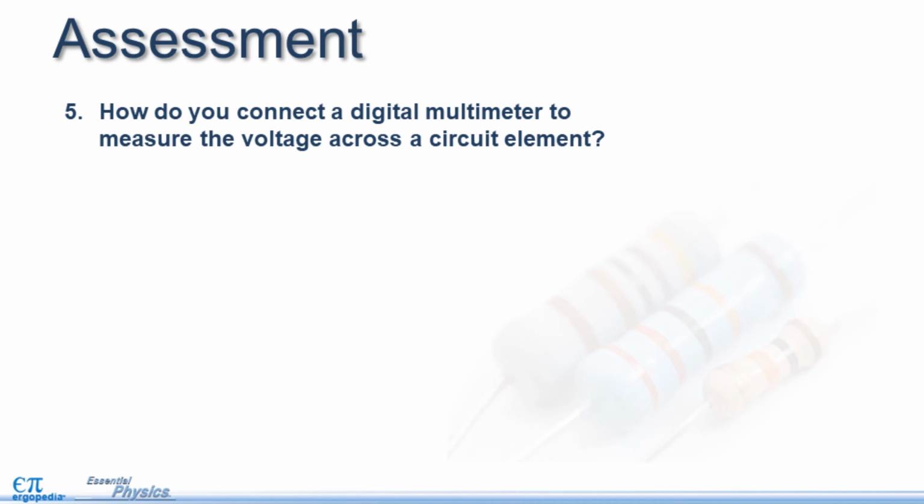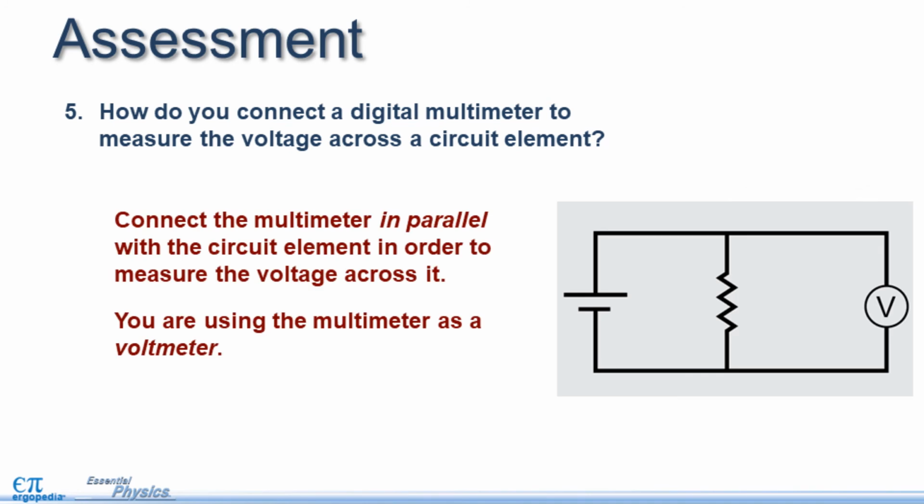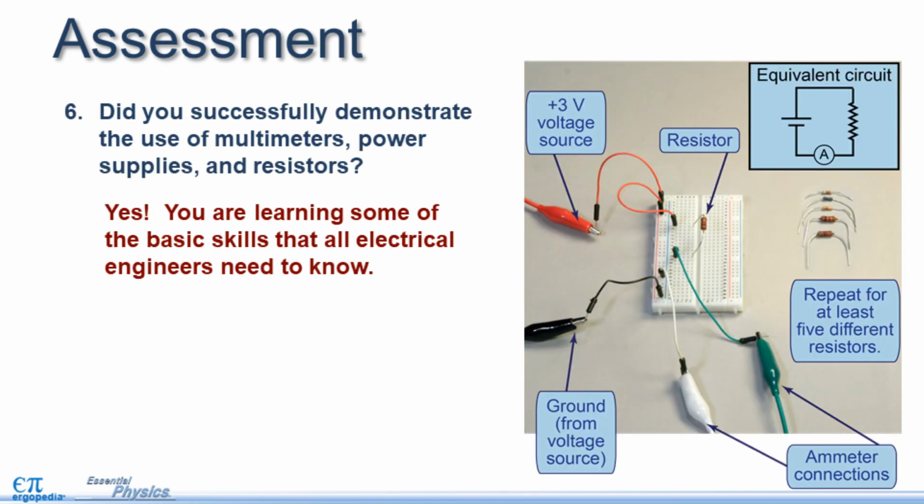How do you connect a digital multimeter to measure the voltage across a circuit element? You're going to connect the multimeter in parallel with the circuit element in order to measure the voltage across it. You're using the multimeter as a voltmeter. For the last question, did you successfully demonstrate the use of multimeters, power supplies, and resistors? Yes, you are learning some of the basic skills that all electrical engineers need to know, and also those of you that need to pass the AP Physics 2 exam.